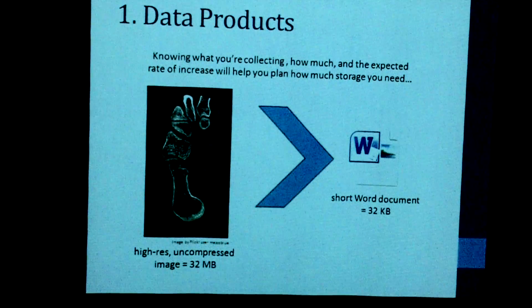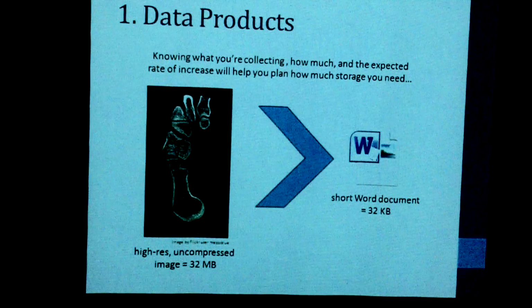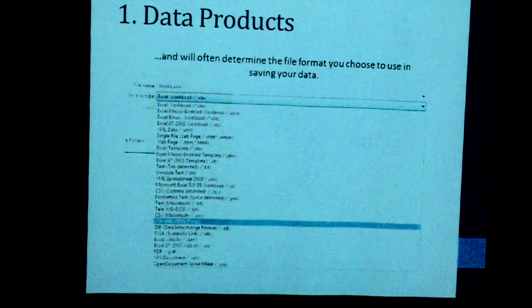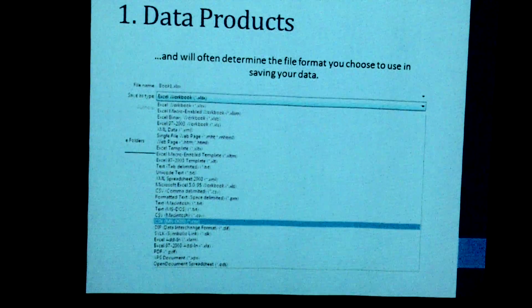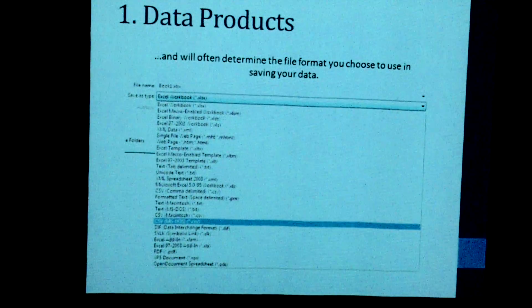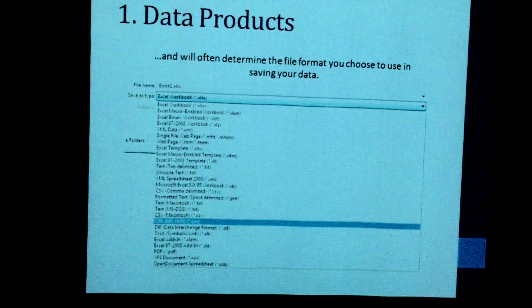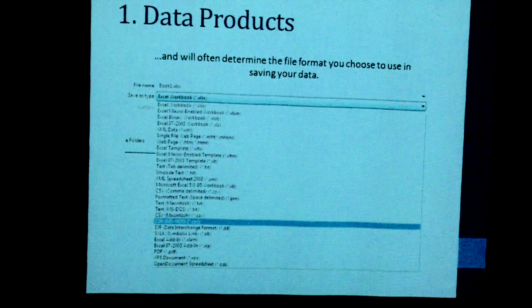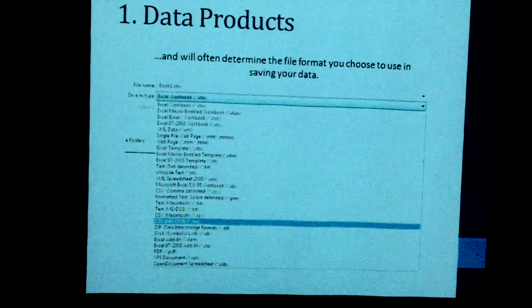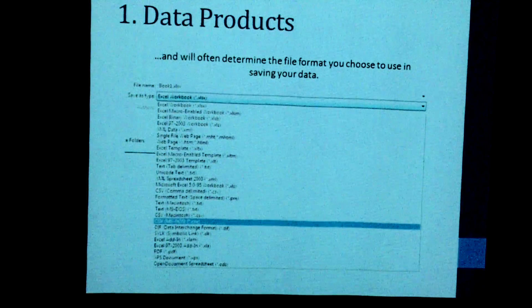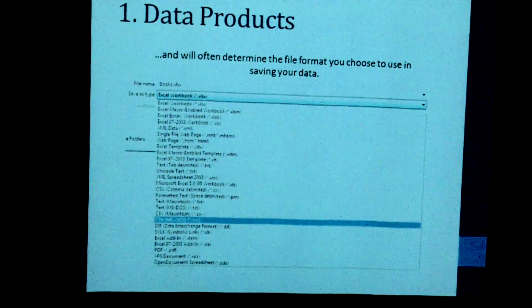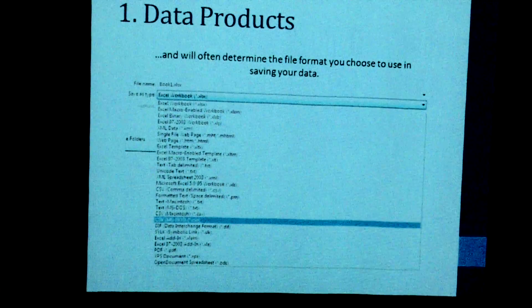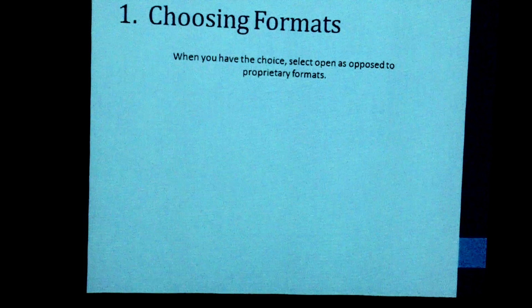So you need to think in advance about how much space you're going to need, how quickly you're going to need it. This will also help you to determine what file format you're going to be using, which is definitely something you should be including in your data management plan. This is an example of all the different ways you can save a spreadsheet, and that's just one file type. So when you are starting out with your data collecting, you do have, in some cases, some options to think about in terms of how you're going to be saving your data.